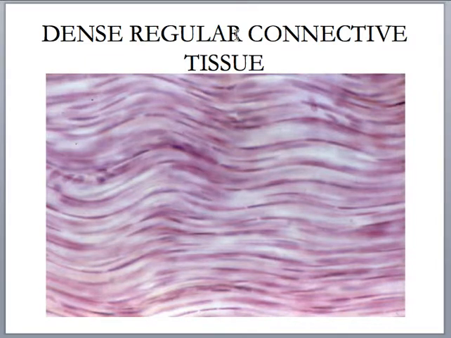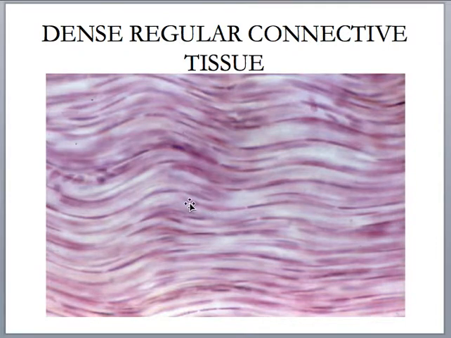Regular, this word refers to the fact that they're all running in parallel. When we looked at loose areolar connective tissue, all of the collagen and elastic fibers were randomly organized. These collagen fibers are all parallel. So dense, densely compacted together, regular, all parallel. Dense regular is the specific, connective tissue would be the general.